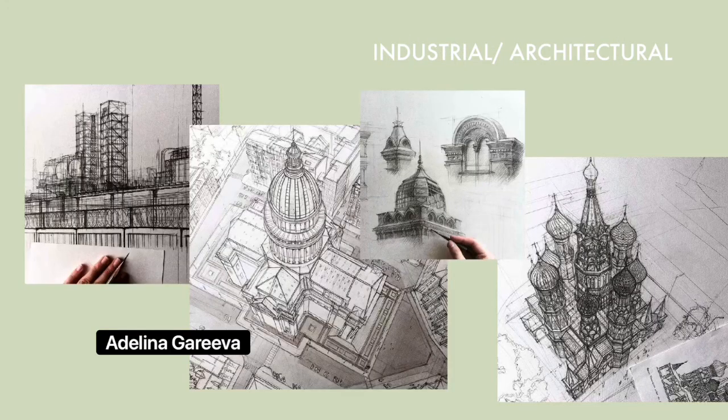And last is a more mathematical type of drawing, which is industrial or architectural. This usually involves buildings and the use of perspective, which is a concept I will go over in another lesson.